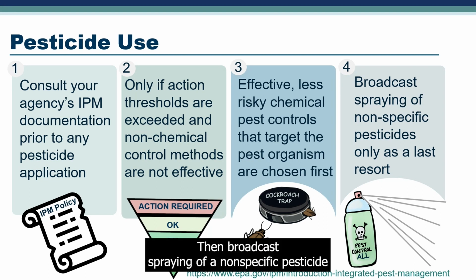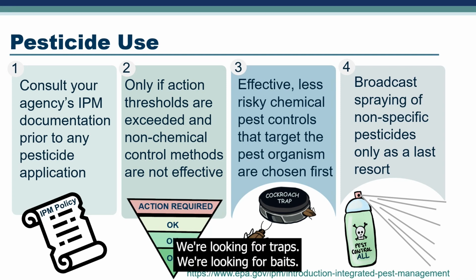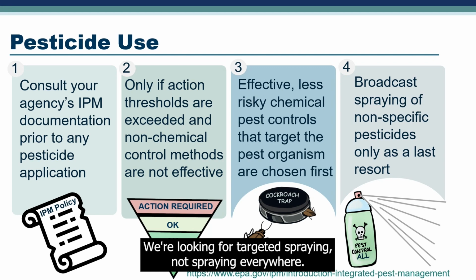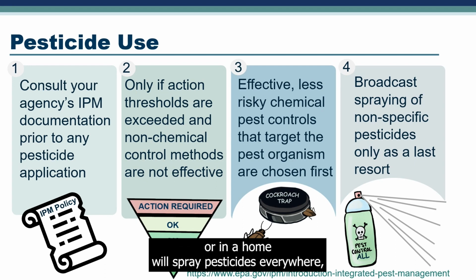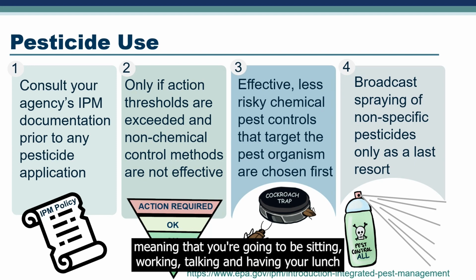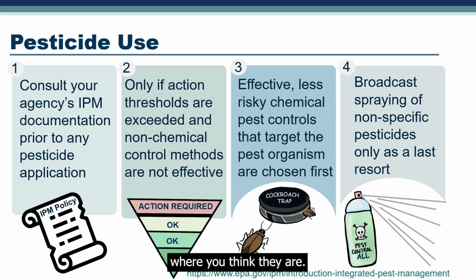Then broadcast spraying of a non-specific pesticide, we're really going to be exceptionally careful and avoid that. We're looking for traps, we're looking for baits, we're looking for targeted spraying, not spraying everywhere. So things like the bug bombs that you might put off in a building or in a home will spray pesticides everywhere, meaning that you're going to be sitting, working, talking, and having your lunch where there are pesticides. So avoid the sprays whenever possible and only target where you think they are.